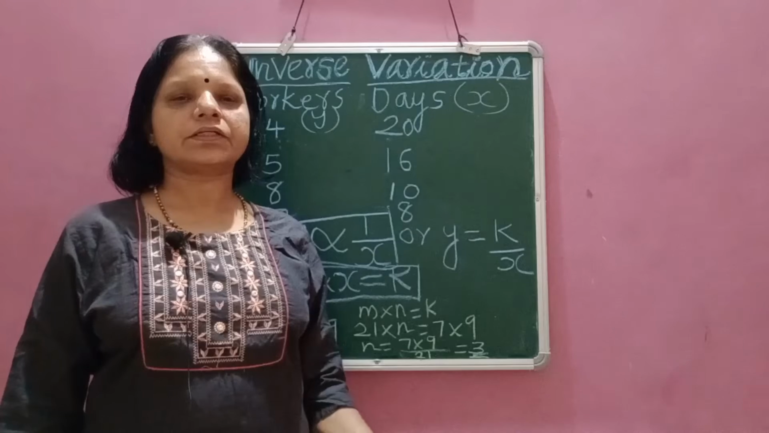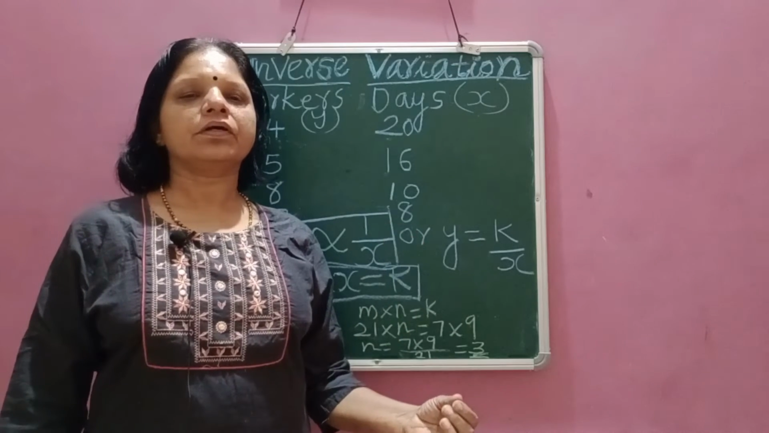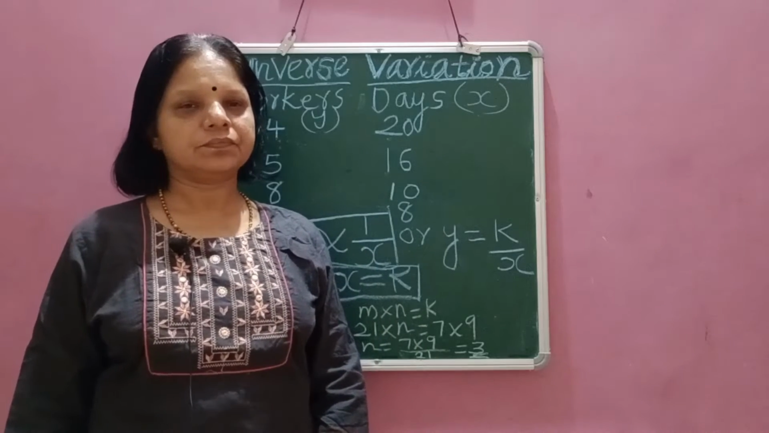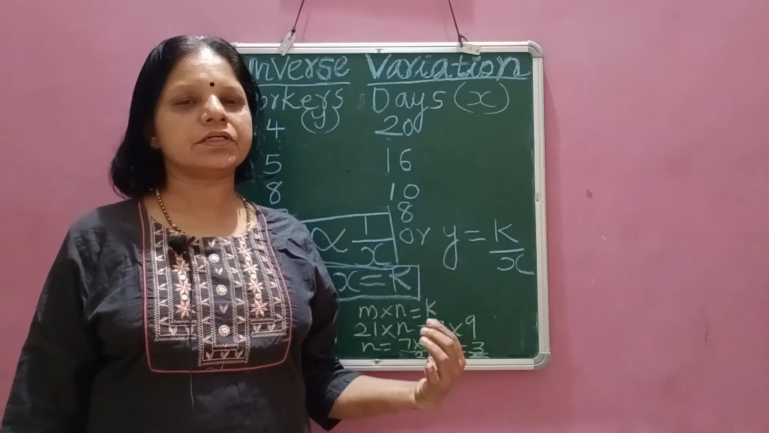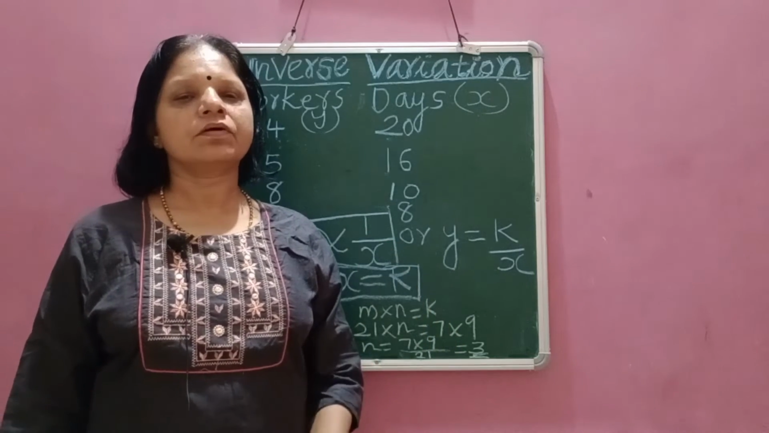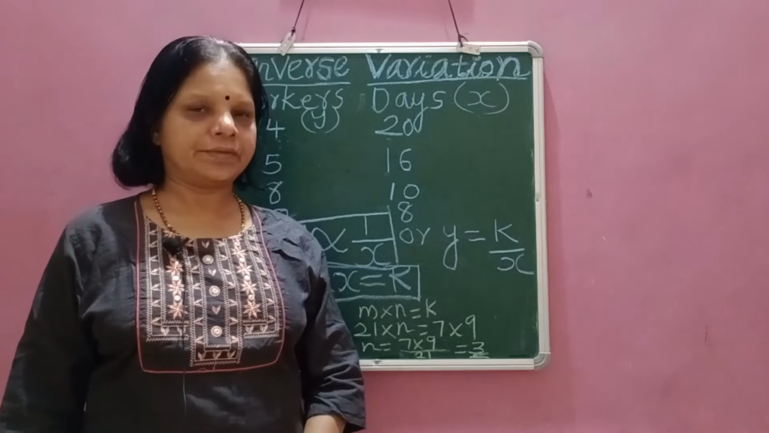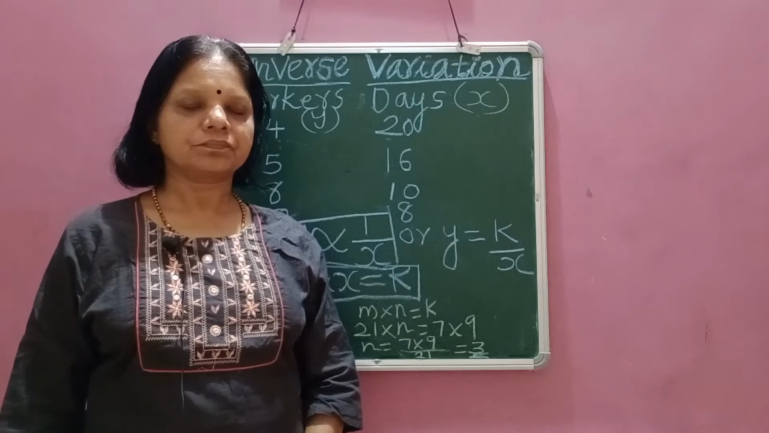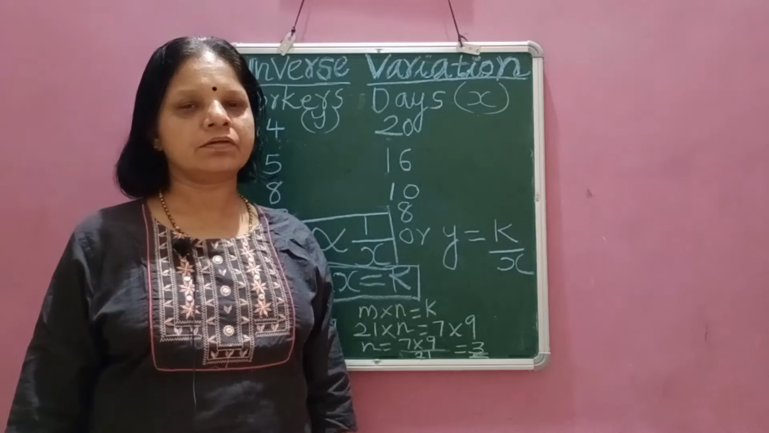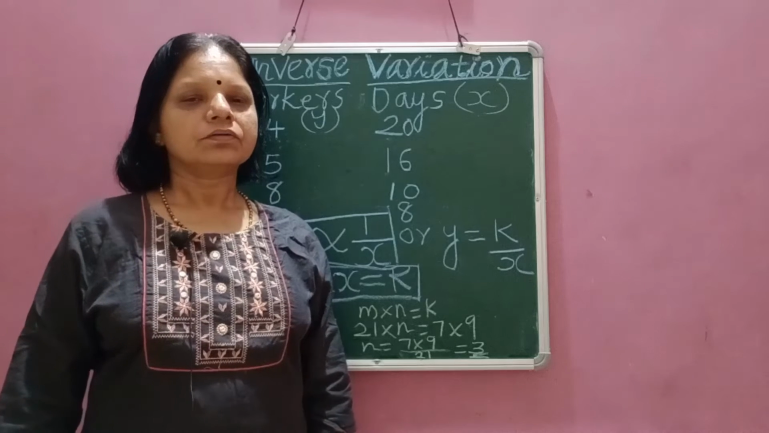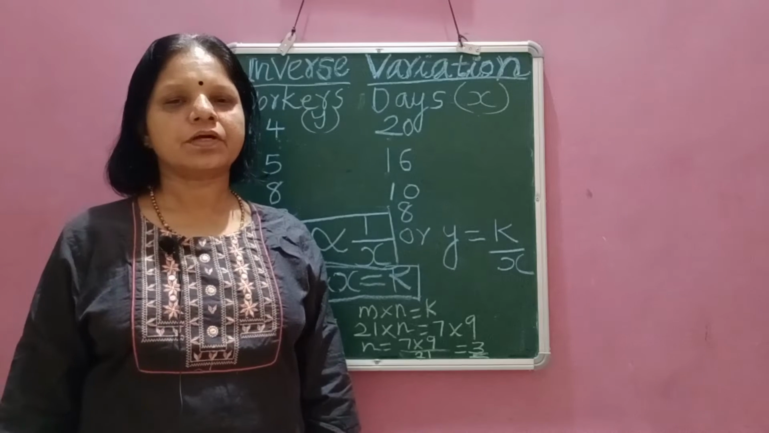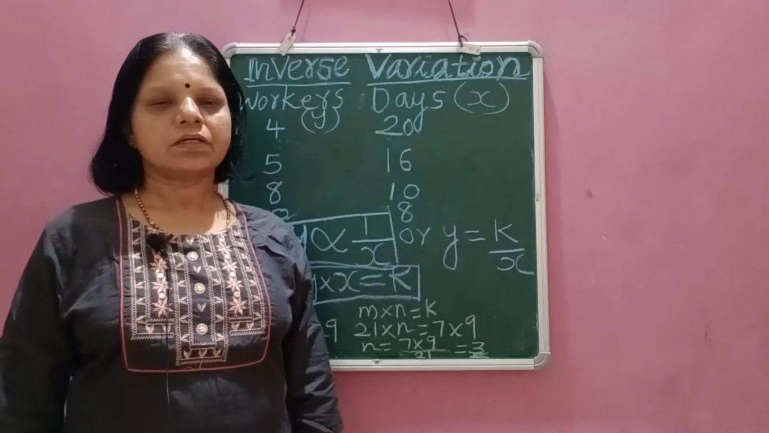In direct variation, when one quantity changes in the same order, the other quantity also changes. But in inverse variation, it is not in the same order but in reverse order. For example, the relation between speed and time. You have studied speed and time. So what will be the relation between speed and time? Which type of variation it will be?